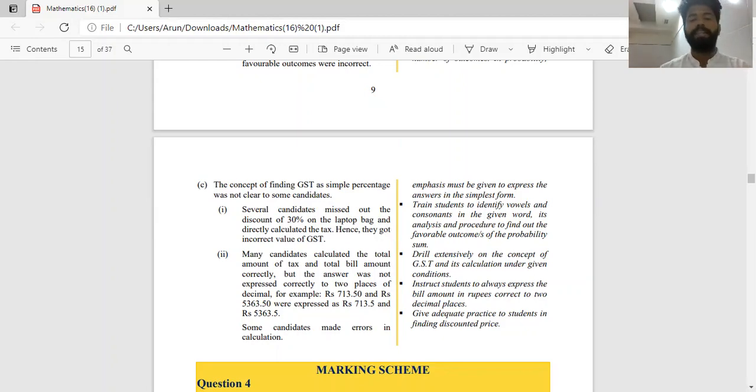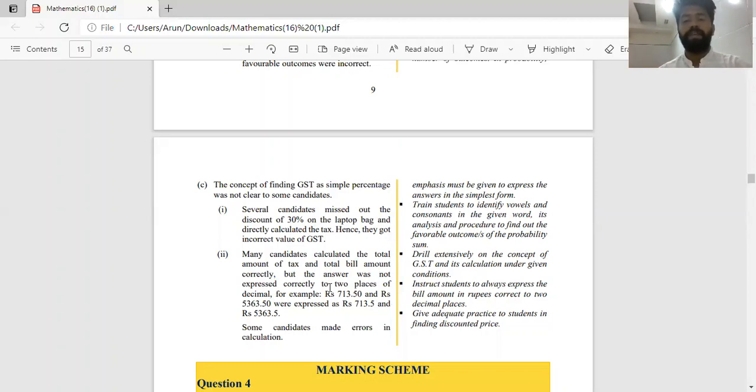You have to write this as 713.50. So a few suggestions from our end. Please understand the concept of GST very thoroughly, that GST is always calculated on the discounted price, that is, the price calculated after reducing the discount.